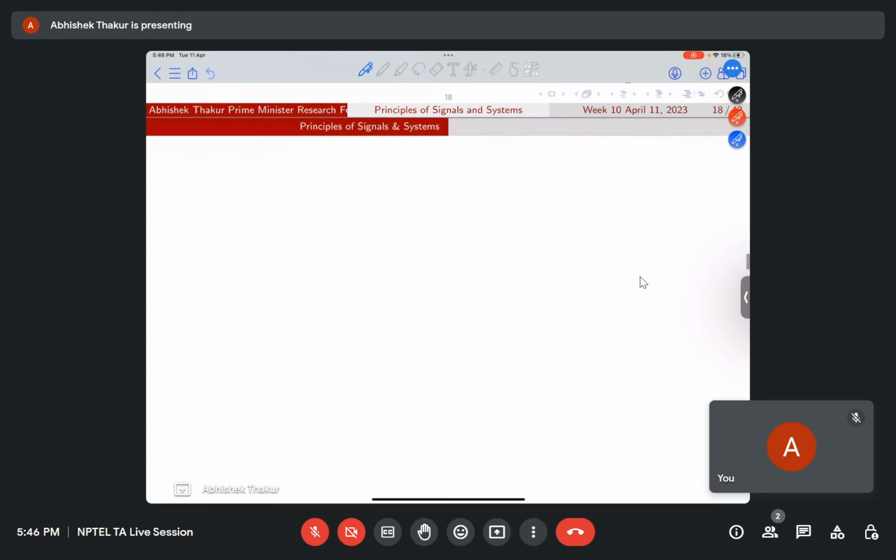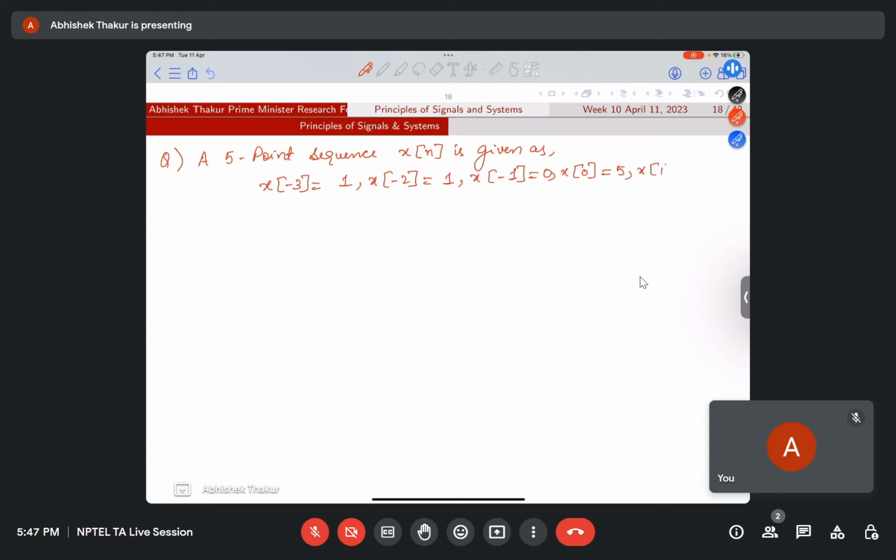So we will solve two more questions for today. A 5-point sequence x of n is given as x of minus 3 is equal to 1, x of minus 2 is equal to 1, x of minus 1 is equal to 0, x of 0 is equal to 5, x of 1 is equal to 1.